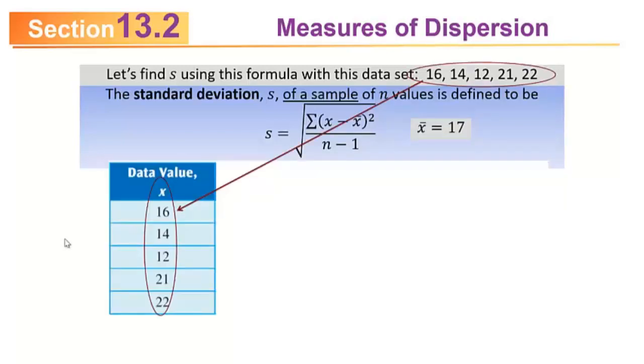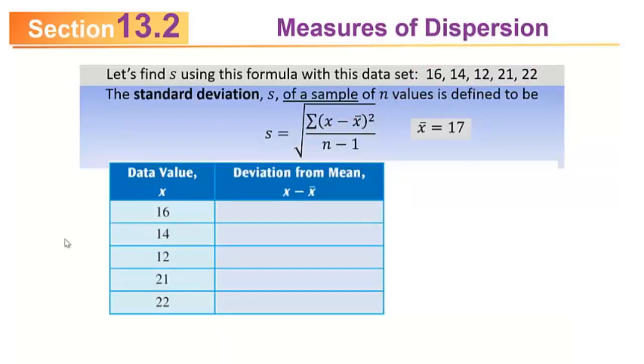From there, if you build a table, your first column are just your data values, the x's we'll call them, 16, 14, 12, 21, and 22. Then you want a column for the deviation of those values from the mean. In other words, if the mean is 17, how far is each of those values from the mean? So you take the value, subtract the mean.